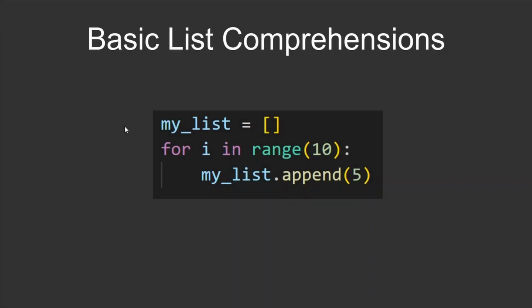So what are list comprehensions? List comprehensions are used to set values to a list using for loops in a single line. Here's an example of setting values to a list without list comprehension. My list is set to an empty list. Then the for loop starts here and runs 10 times. Every iteration 5 is appended to the list.